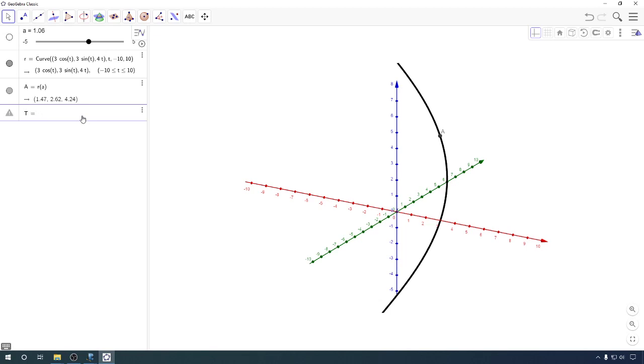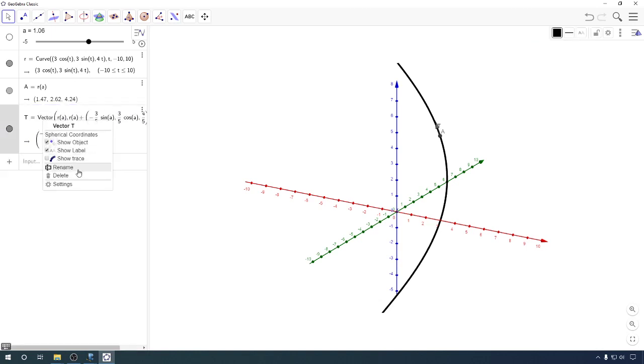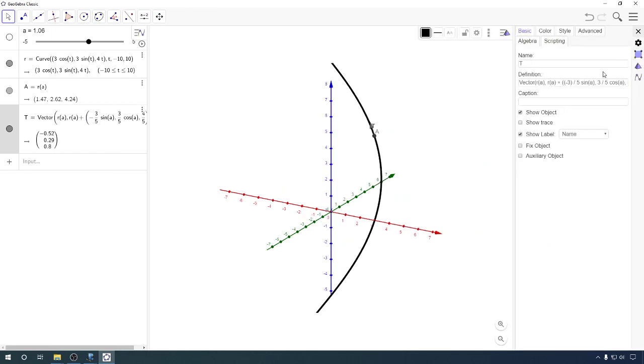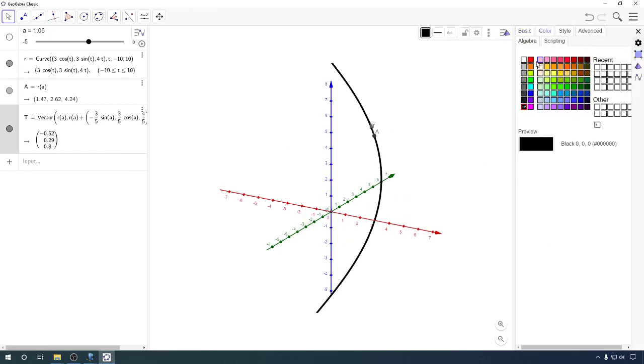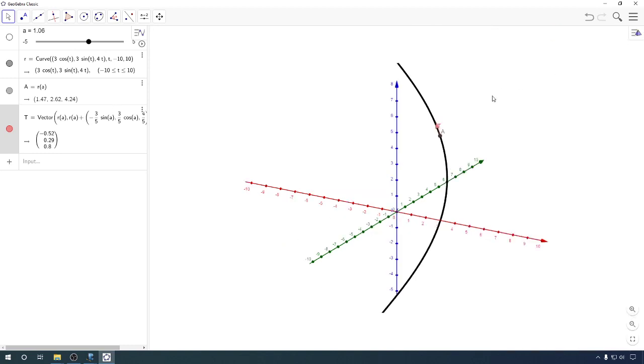Our unit tangent vector is going to be a vector that starts at r of a and then moves by our formula. Remember, our formula for our unit tangent was negative 3/5 sine of a, 3/5 cosine of a, and then 4/5 for the last one. And similar to last time, I'm going to go ahead and give this a color to make it stand out. I'm going to stick with red for our tangent. So our tangent is sticking out there.